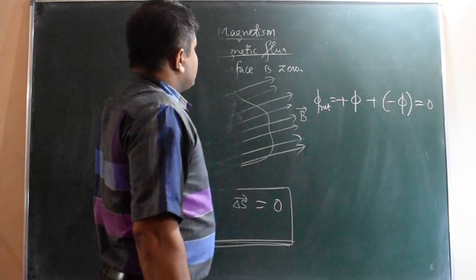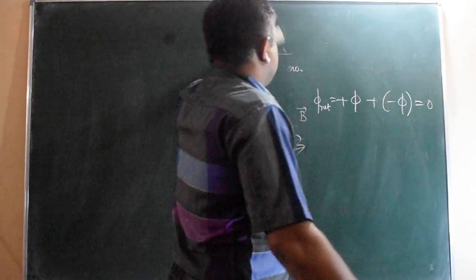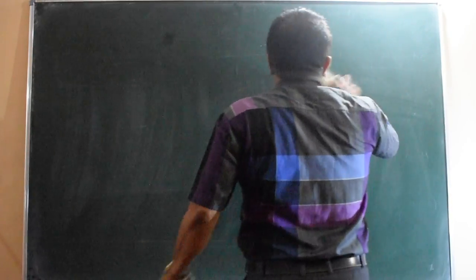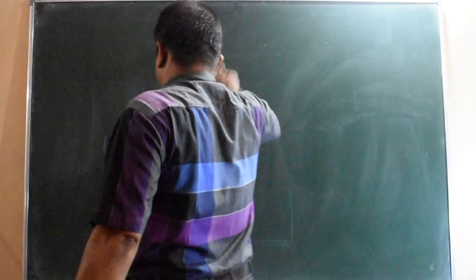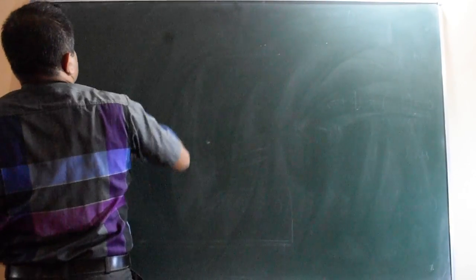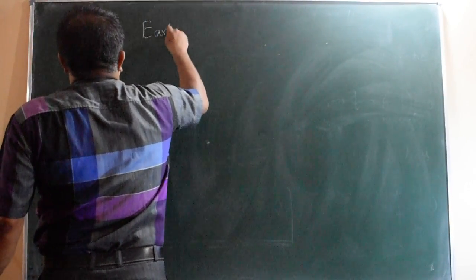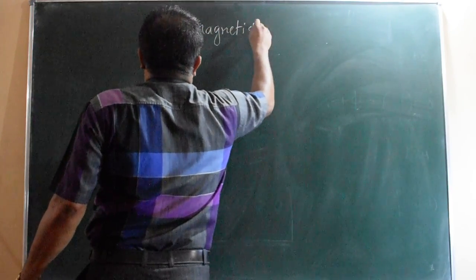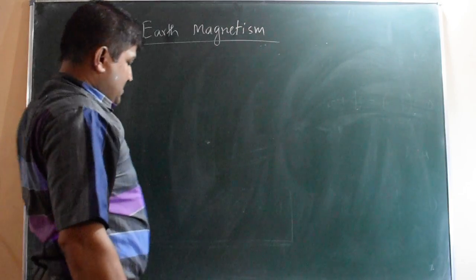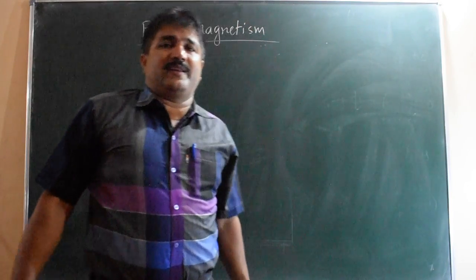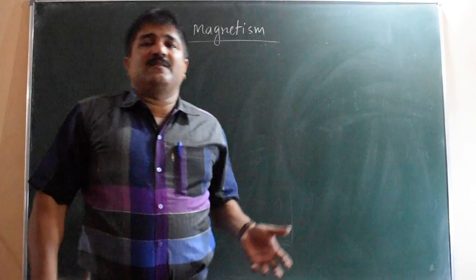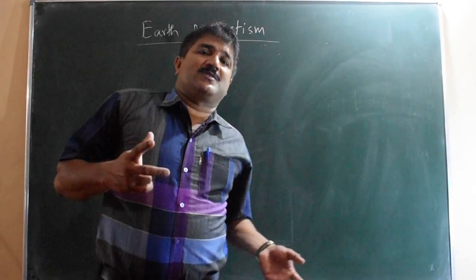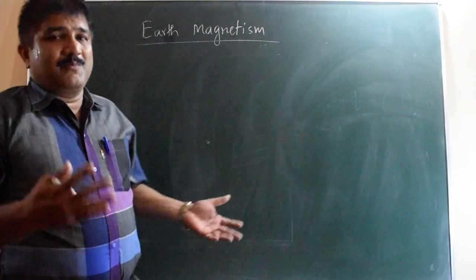Next, we are discussing some of the things related to Earth magnetism. Just let me give some idea about Earth magnetism in this class, and in the next class I will discuss all the various elements. Earth is nearly spherical, it is not perfectly spherical. So Earth has got its own magnetic properties.